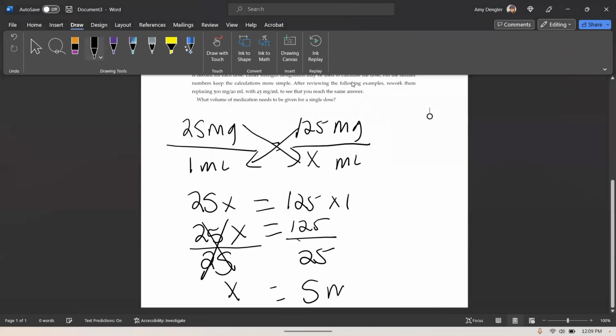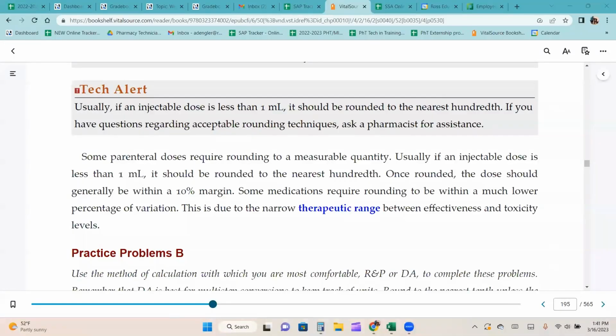Which is going to give us 5 ml. And if you took out this and replaced it with 500 over 20, you would get the same answer. Some parenteral doses require rounding to a measurable quantity. Usually if an injectable dose is less than 1 ml, it should be rounded to the nearest hundredth. Once rounded, the dose should generally be within a 10% margin. Some medications require rounding to be within a much lower percentage of variation. This is due to the narrow therapeutic range between effectiveness and toxicity levels.